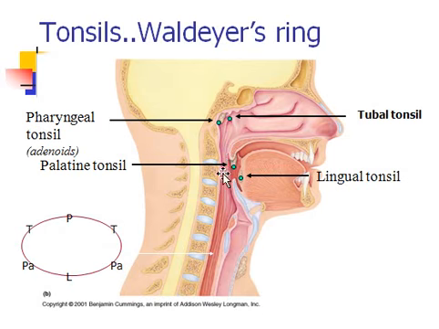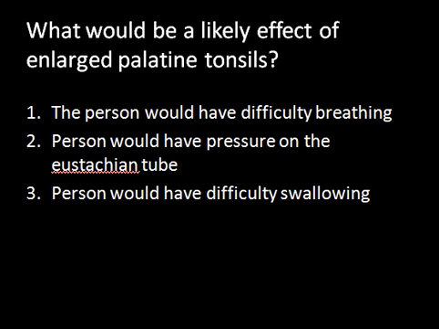If the pharyngeal tonsil on the other hand was enlarged, as we see when someone has adenoids, then breathing becomes a problem. So you can see that now air has to flow through a narrow space. And if tubal tonsils were enlarged, you can understand it's sitting on top of the eustachian tube, it would compress the eustachian tube. Therefore, the correct answer to this question would be the person would have difficulty swallowing. So this would be the correct answer to this question.